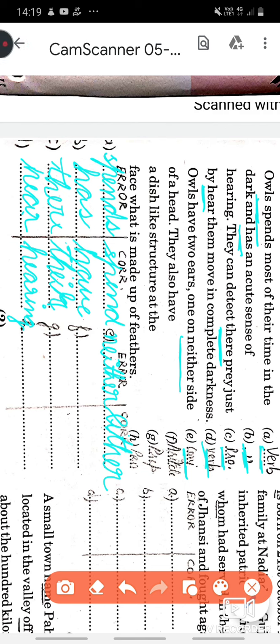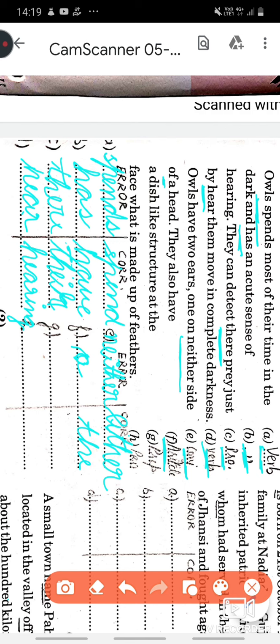Now next part. Owls have 2 ears. Now for this part, I'm starting from the E part. I'm not reading the entire paragraph again because I have the beginning of a sentence here itself. Owls have 2 ears, one on either side of a head. Now this should be the, because we are talking about their head. So it has become a particular noun. It should take the head.